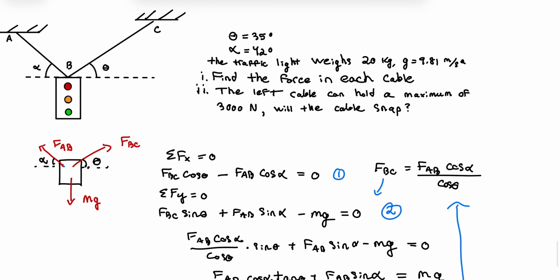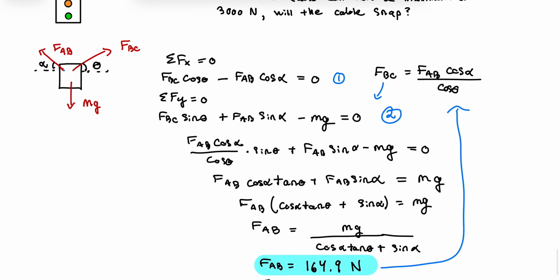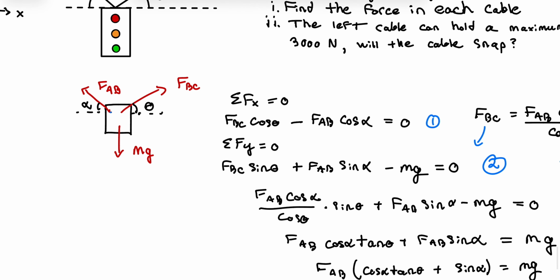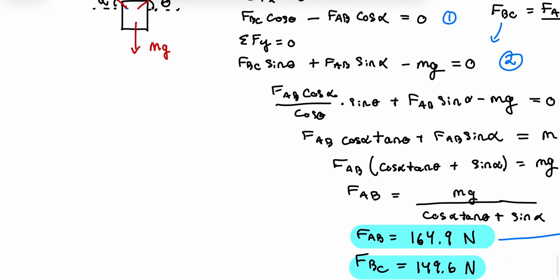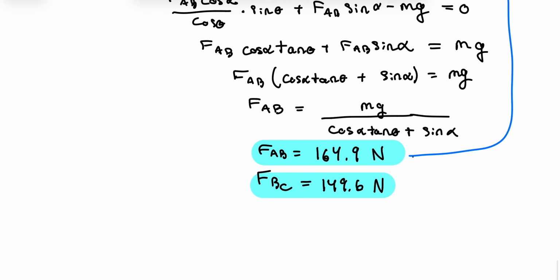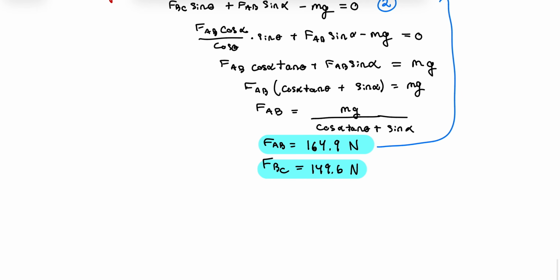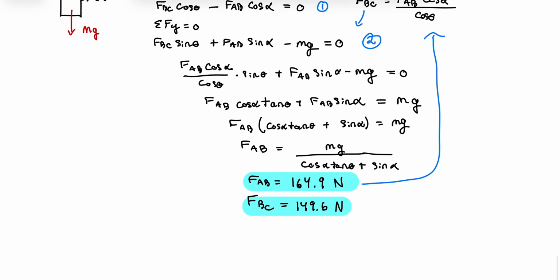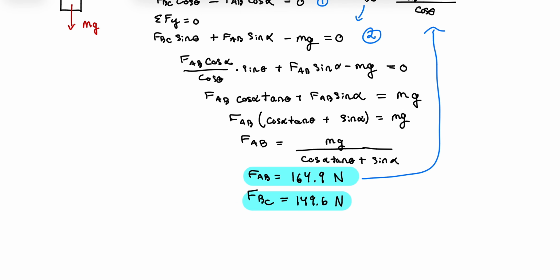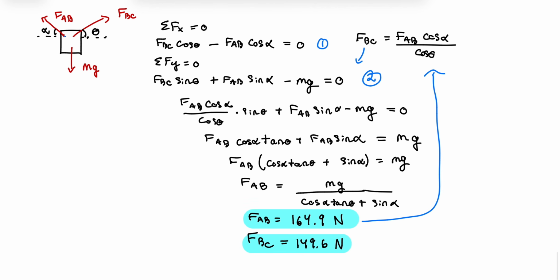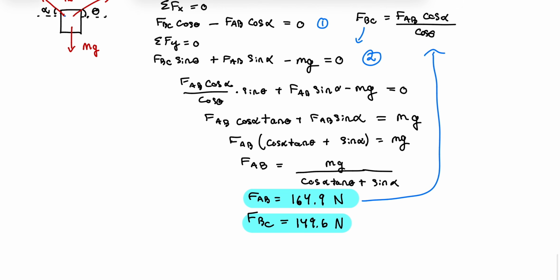Now part B was saying that the left cable can hold a maximum of 3,000 newtons. Will the cable snap? So the left cable in this case is going to be force AB. We can directly look and see that the force acting in it is 164.9. So that is much lower than the maximum. So it is very safe. It is most definitely going to hold. So no, it will not snap.